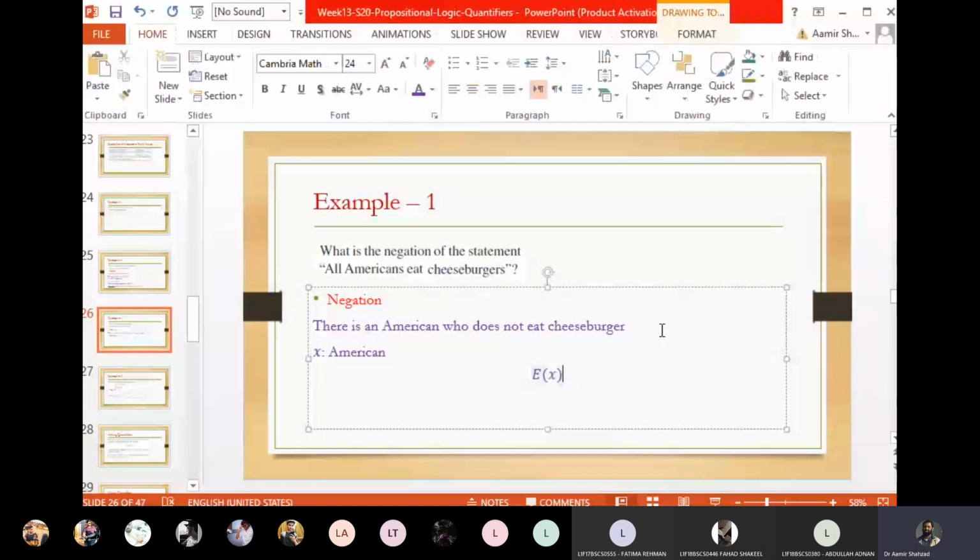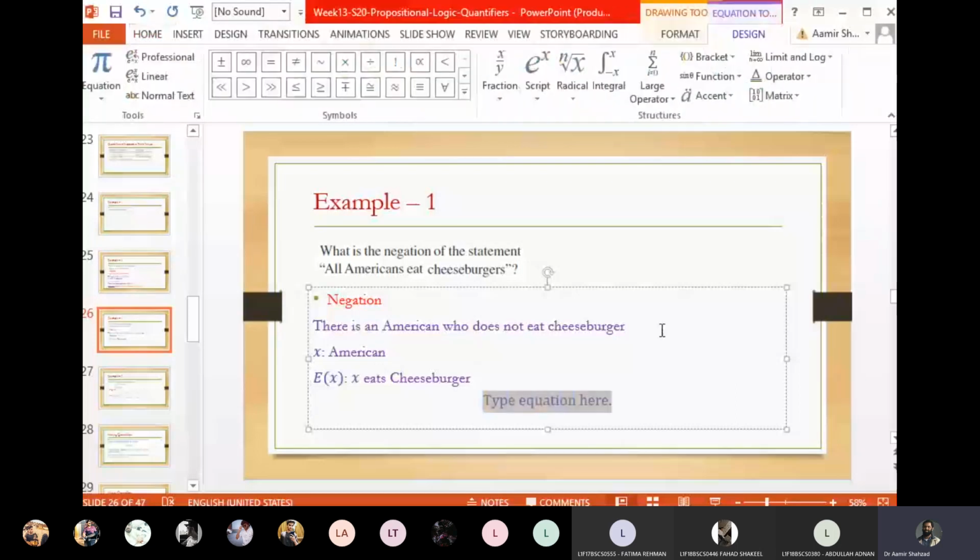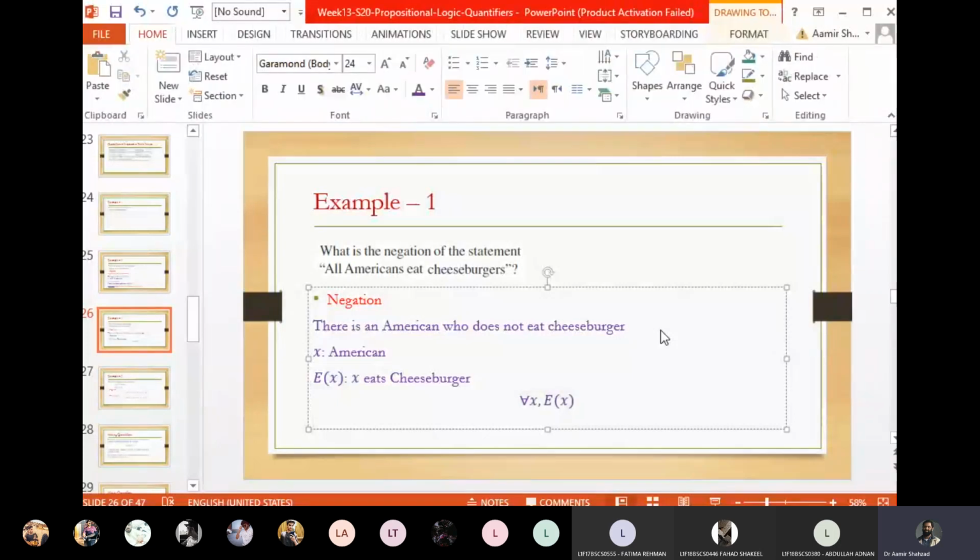So E of X is what? X eats cheeseburger. Fine. So E of X: X eats cheeseburger, and we know X is an American. So all Americans eat cheeseburger. So this will become: for all X, all Americans, such that E of X, all Americans eat cheeseburger. So this is our statement.